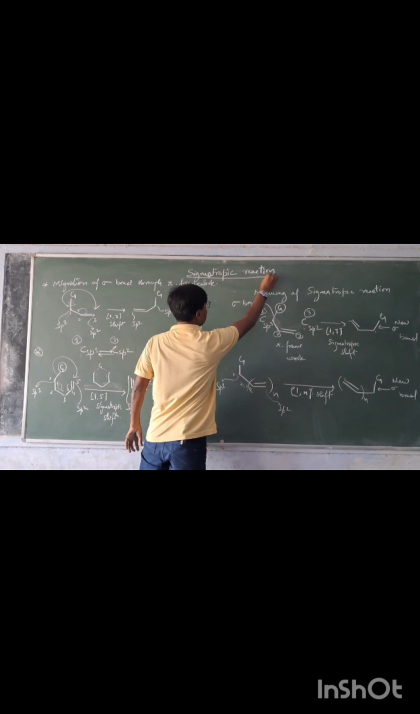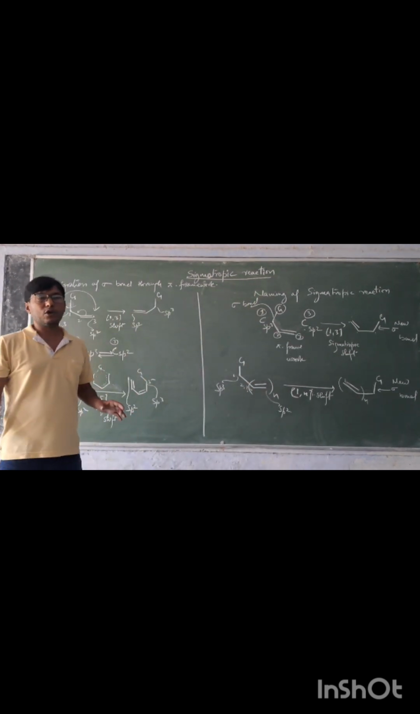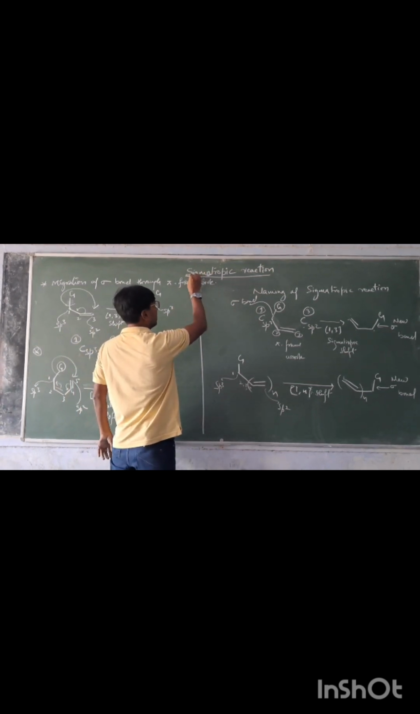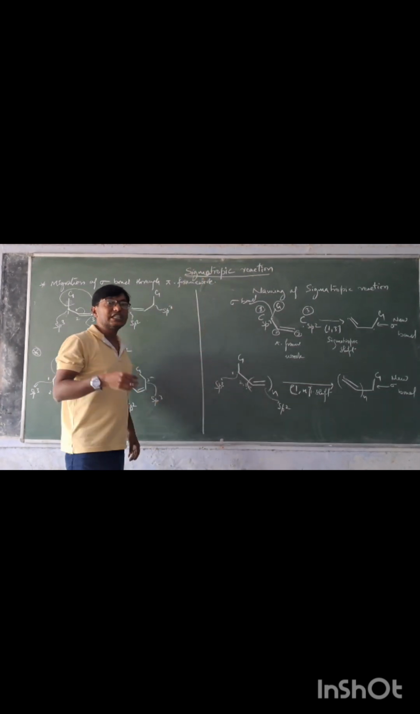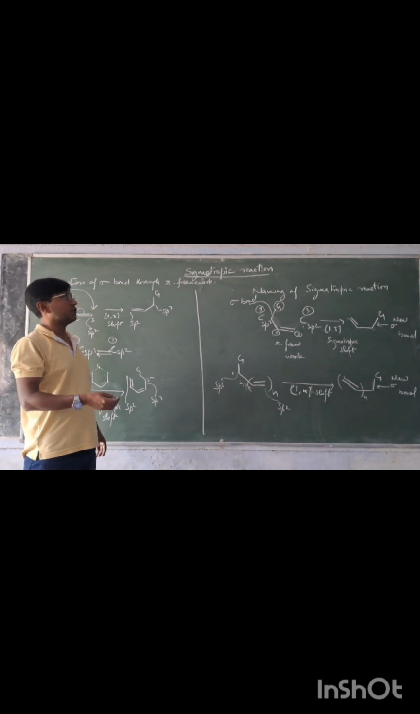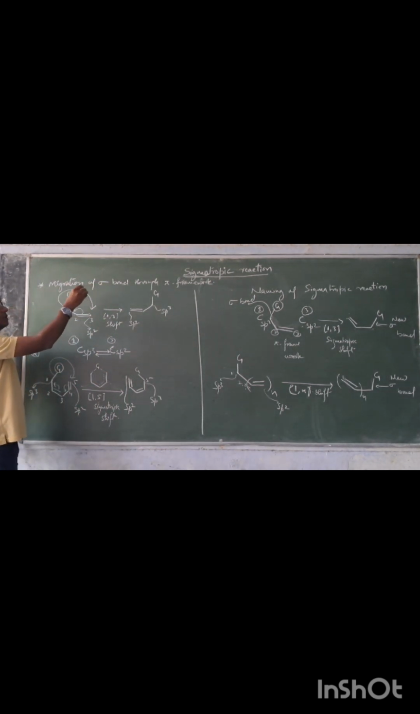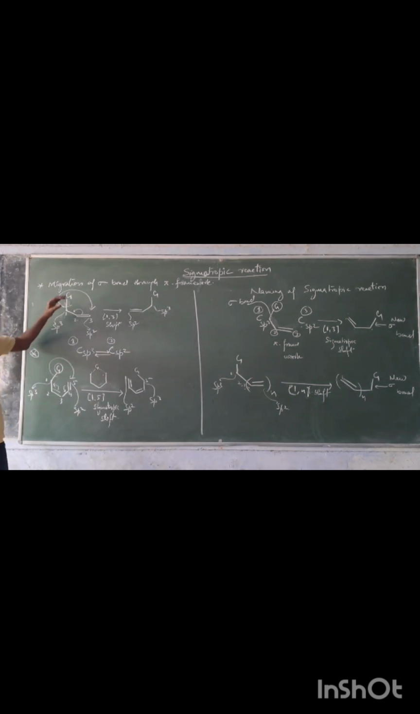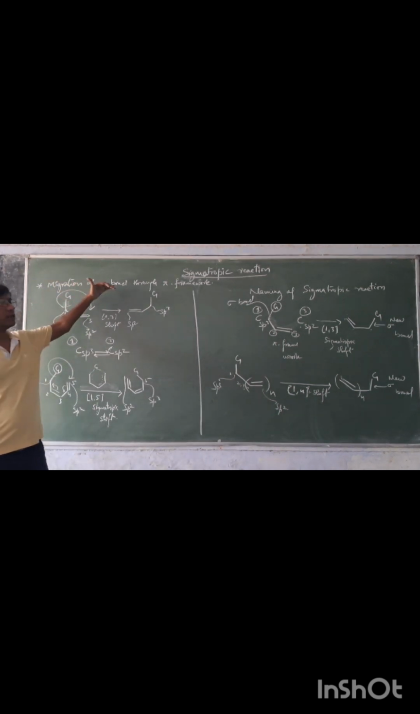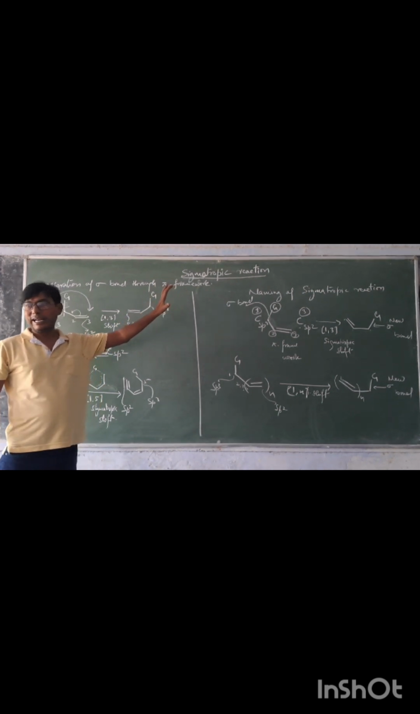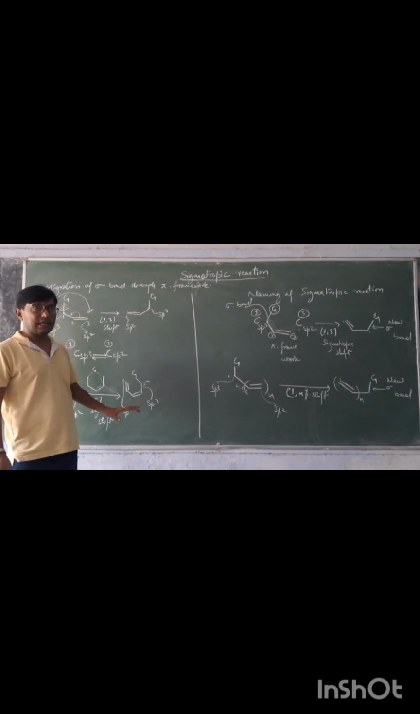A new topic in pericyclic reactions, that is sigmatropic reactions. Sigmatropic reactions, as the name indicates, involve sigma bonds. Migration of sigma bonds in a pi framework is named a sigmatropic reaction. All the reactions in which migration of a sigma bond takes place through a pi framework come under this class of pericyclic reactions. Basically, this is a class of pericyclic reaction.